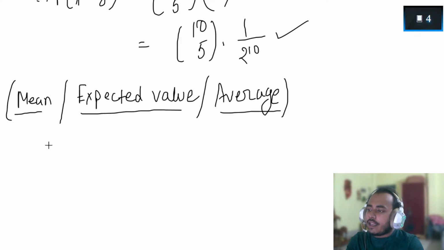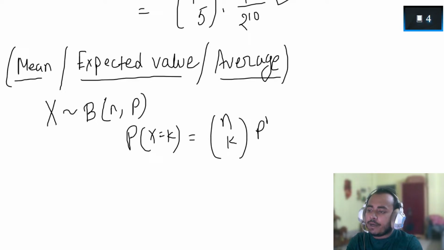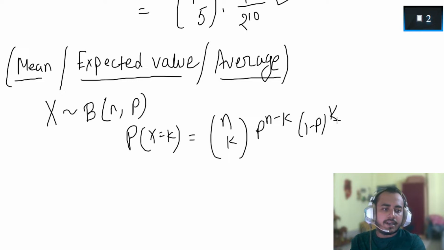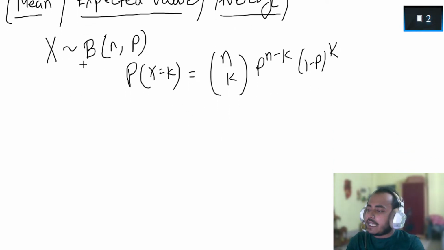So if there is a random variable x which is following a binomial distribution with parameters n and p, we say that the probability of x equals k is how much? This is simply equal to n choose k into p to the power n minus k into 1 minus p whole to the power k. We just learned that. Now, what will be the expected value of the same thing?